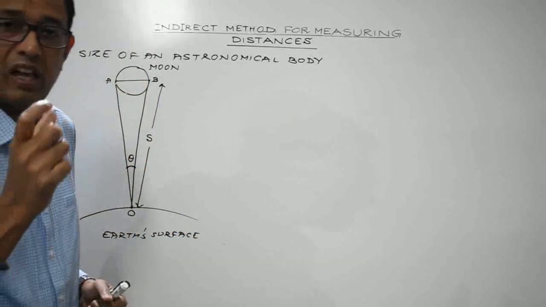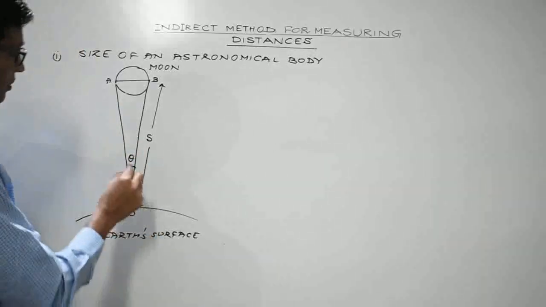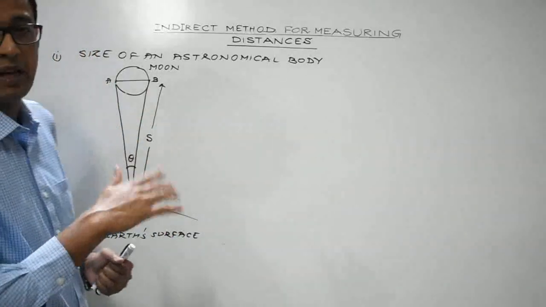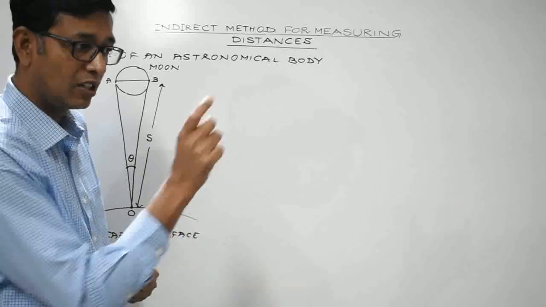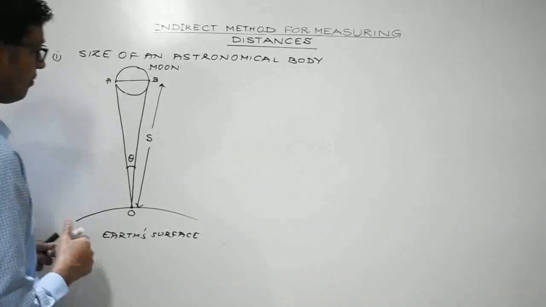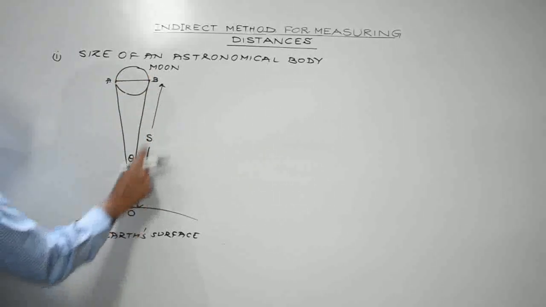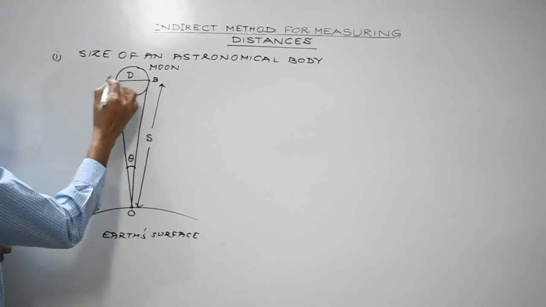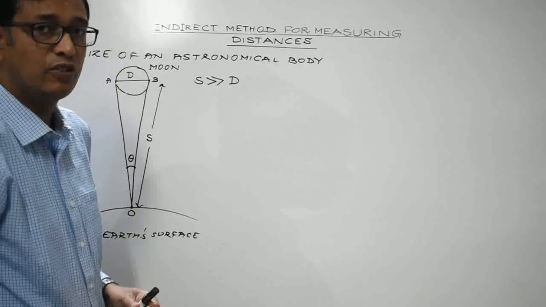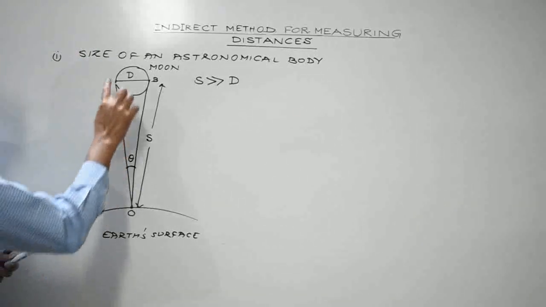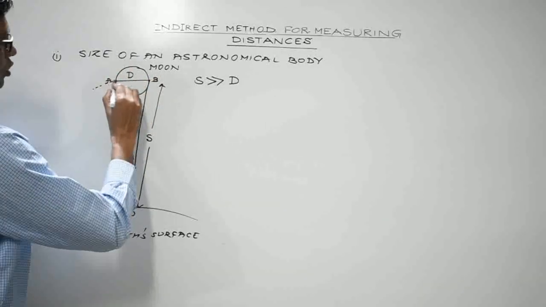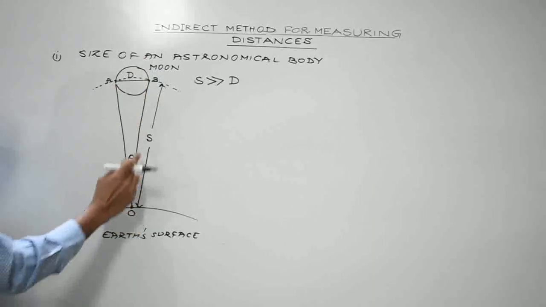And theta, which is the angular diameter of the moon, can be easily found by using a telescope. It's an optical instrument which can be used to see the magnified image of a very, very far away object, and it can also be used to determine the angular separation between any two given points, right? So this distance S is huge as compared to this distance D. S is very, very large as compared to the diameter or the size of the moon, right? So basically, AB can be considered to be an arc of radius S.